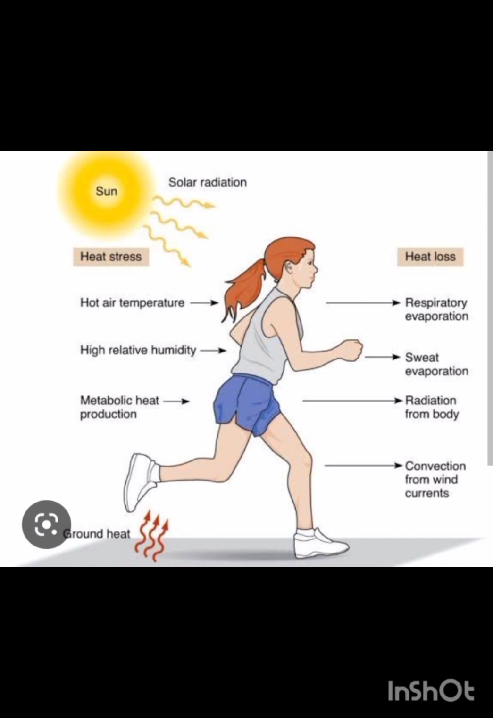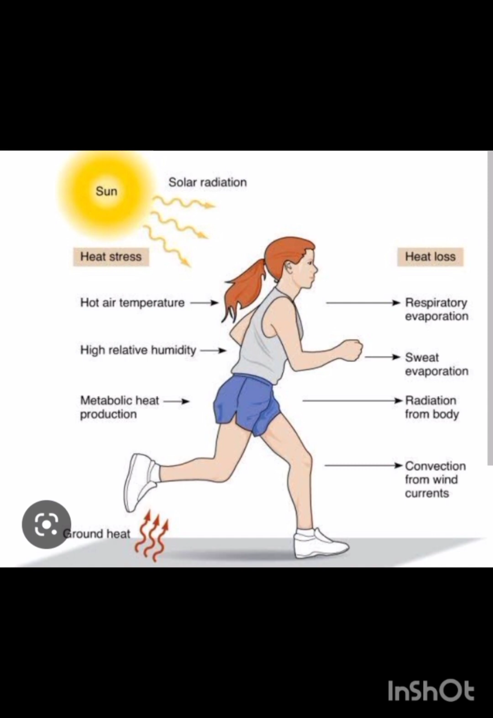Heat from the sun's hot air temperature goes inside, and high relative humidity, if humidity is more in the atmosphere, means hotness is more and it goes into the human body. And metabolic heat: if she is exercising, walking and running, the body is metabolizing carbohydrates, fats and proteins. That's how heat is produced. And heat is also radiating from the ground to the human body.